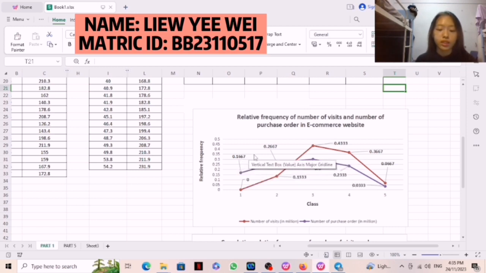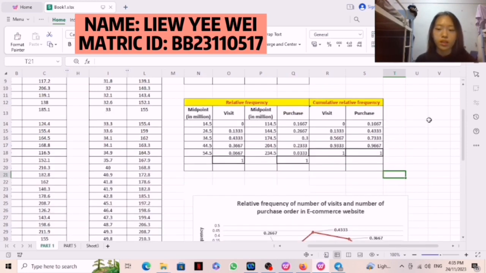However, number of visits had a higher relative frequency compared with the number of purchase order in class 3, 4, and 5. For example, in class 3, the relative frequency of number of visits is 0.4333, which is higher than the number of purchase order, which is 0.3. After that, the cumulative relative frequency is the sum of all relative frequencies. So we can get this by adding this number with this, and we get this number.